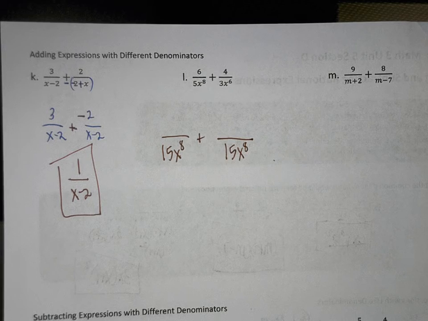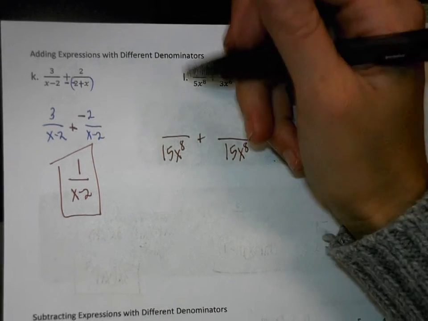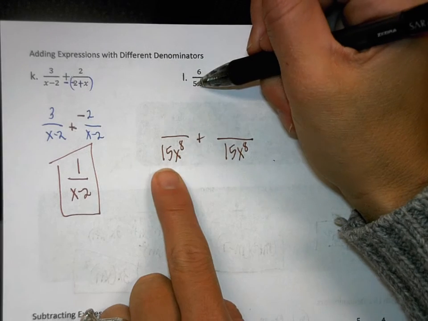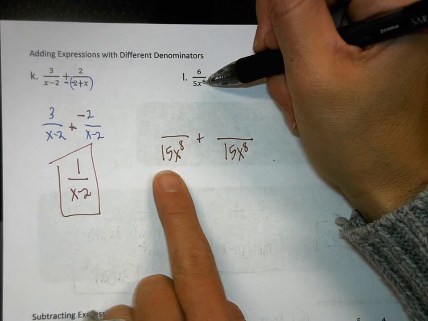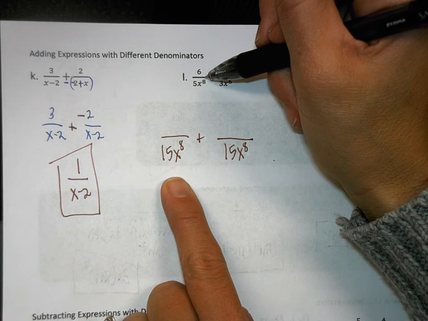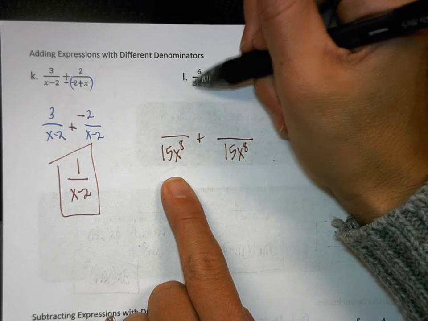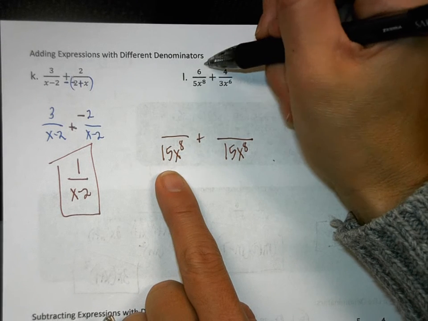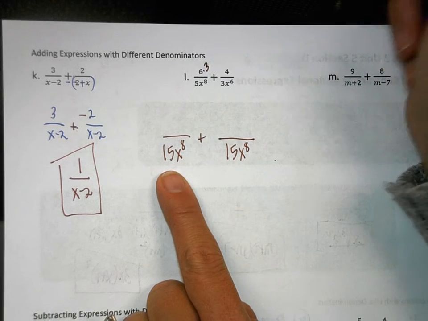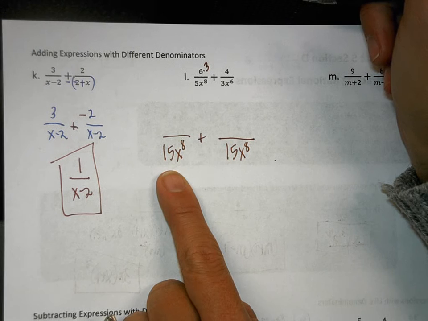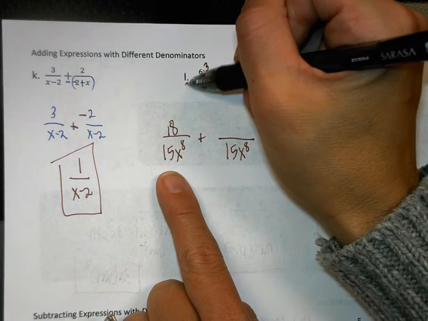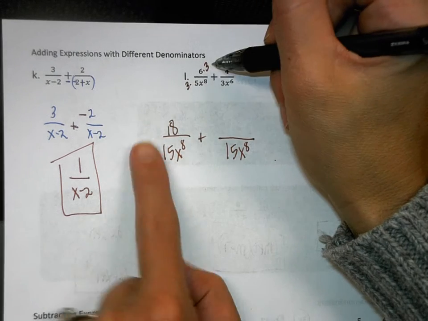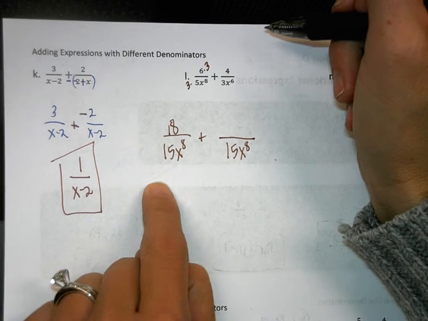Then I go to the first one, and I'm like, okay, what would I multiply 5x to the 8th by in order to make it 15x to the 8th? 3. So whatever I needed to multiply the bottom by, I also have to multiply the top by that number. So that means 6 times 3 makes 18. And so what I've actually done is I really have multiplied both the top and the bottom by 3 in order to make that fraction.